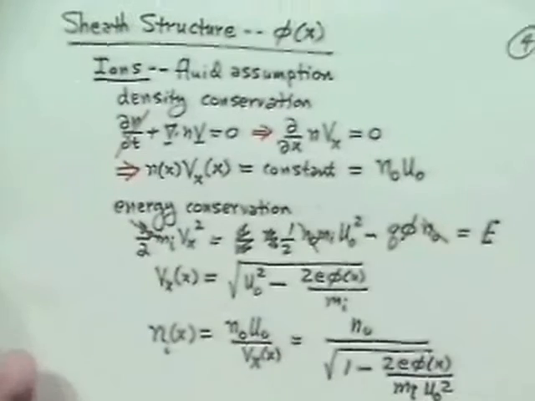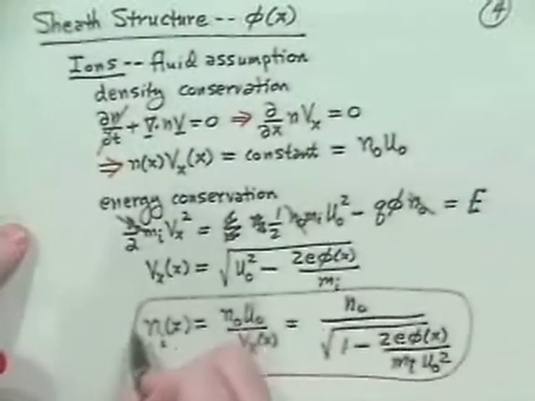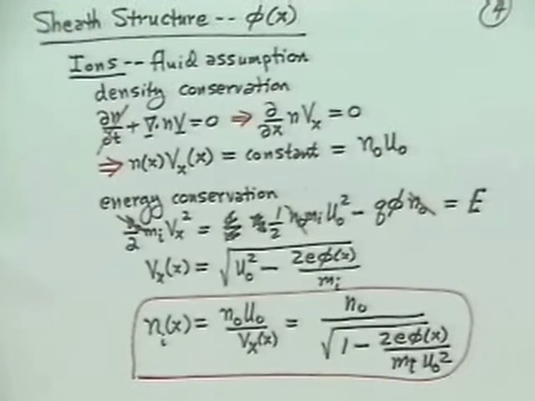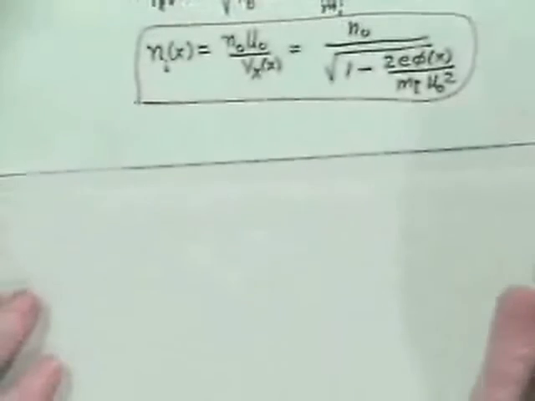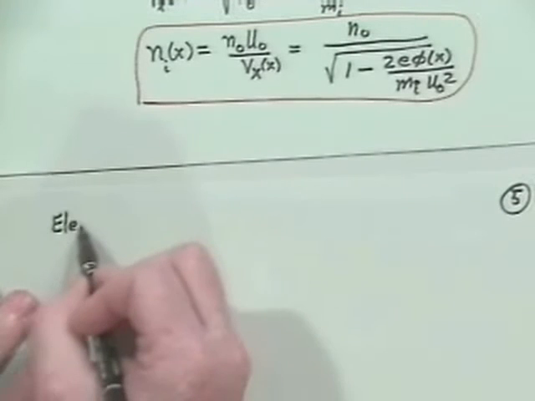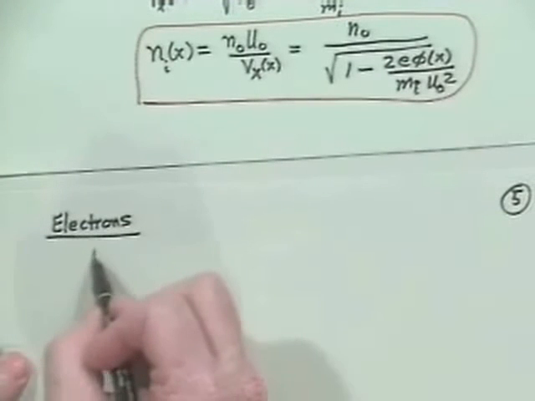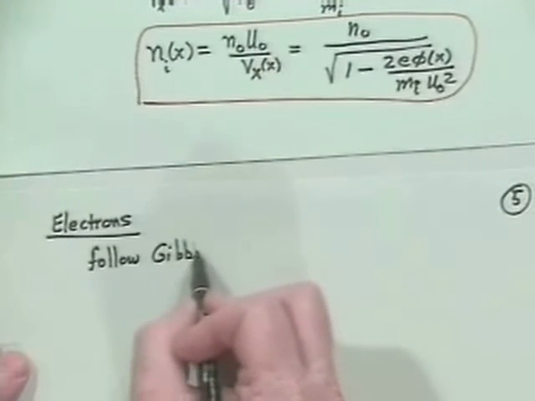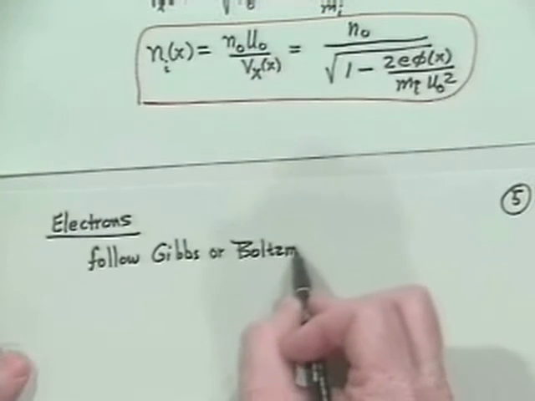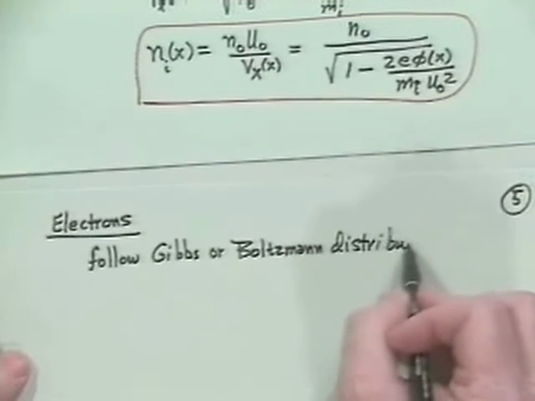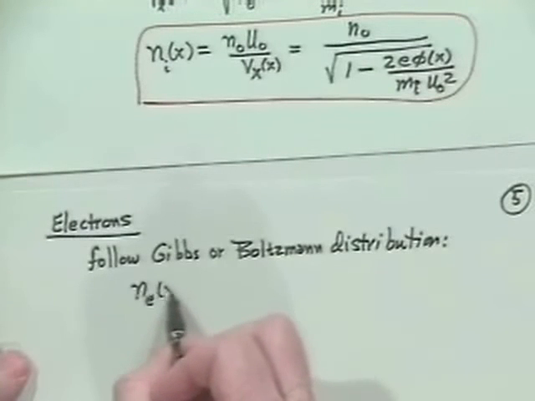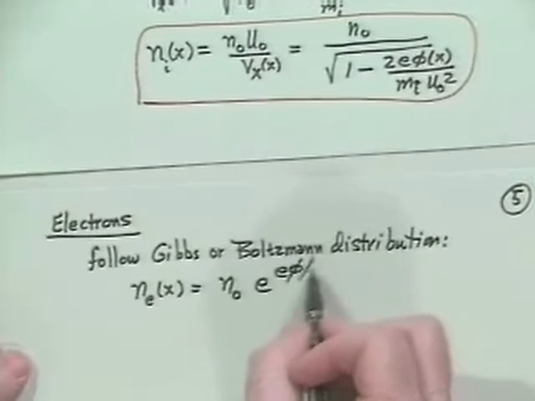Now, that was the ion density. For quasi-neutrality, we, of course, need to do a little something with the electrons as well. So let's next look at what we do for the electrons. Should we use a fluid approximation for the electrons? Well, no, what we're really counting on is that a potential holds them back. So we're really counting on them having a Gibbs or Boltzmann distribution. That is to say, they follow Gibbs or Boltzmann distribution for adiabatic particles. Namely, that n sub e of x is equal to n naught e to the e phi over TE.